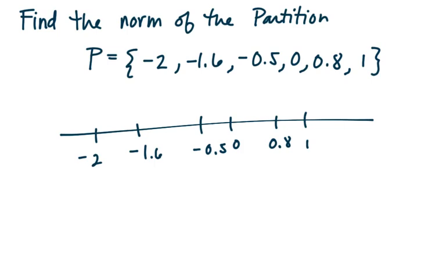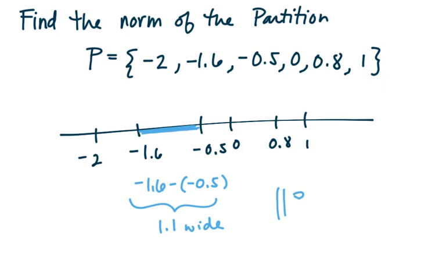Essentially, what we want to do is determine the widest of these distances. And we could do a subtraction on each of these intervals, but we're going to find that -1.6 minus -0.5 is going to provide us with a width. This is 1.1 unit wide. So my norm for my partition is 1.1.